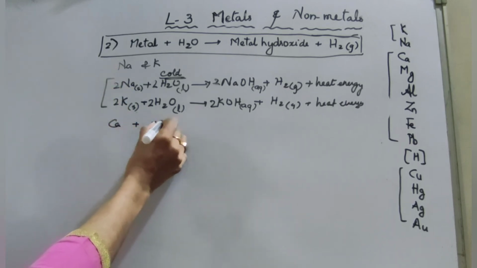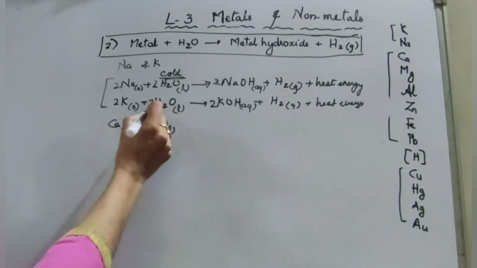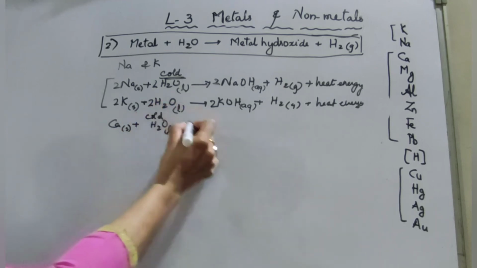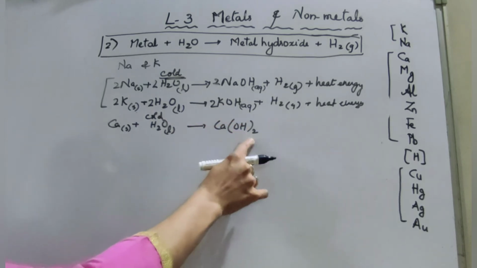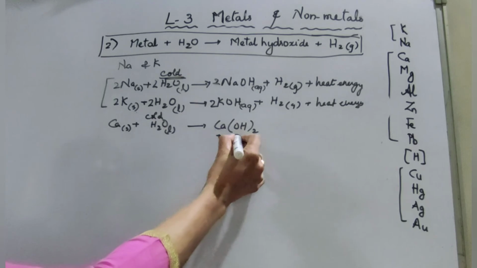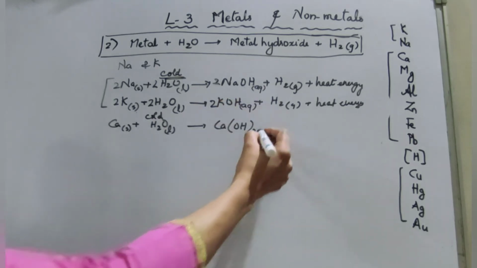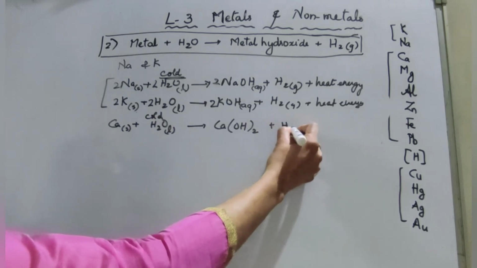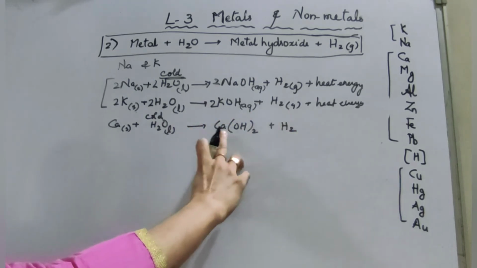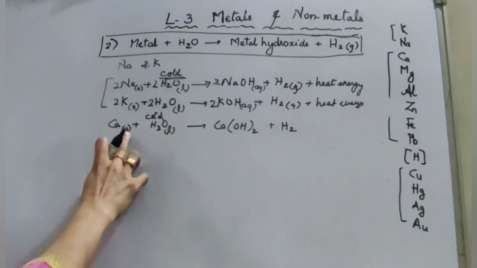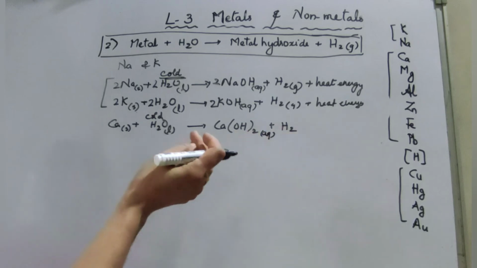Calcium, we already know, is in solid form, and water is in liquid form, and this water means cold water. They form calcium hydroxide. Why does it go in brackets? Because calcium is in the +2 ionic state and hydroxide is in the -1 ionic state. So calcium hydroxide like this, plus hydrogen gas, and less heat is evolved. Look at that, the solid reacts with the liquid to form aqueous calcium hydroxide.